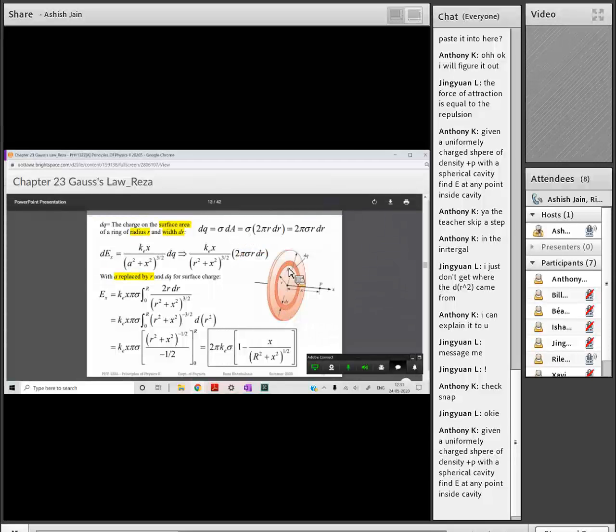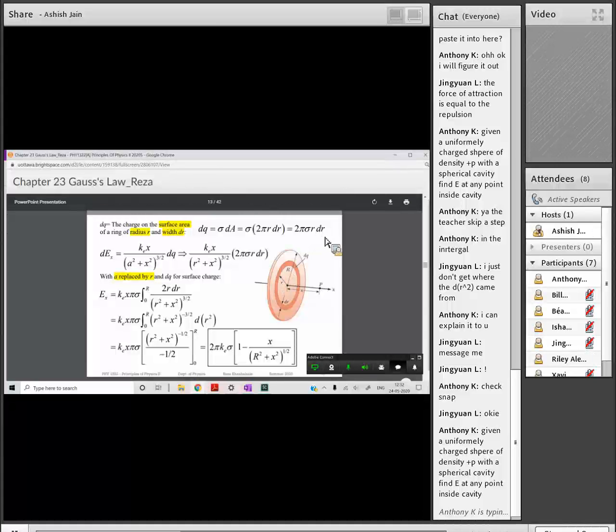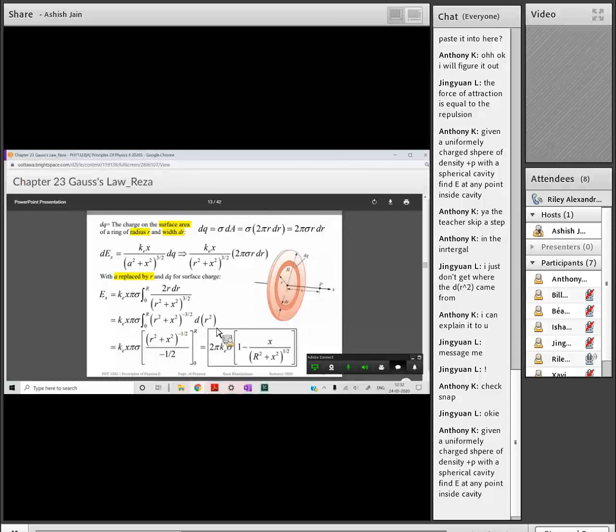And dA is written as 2 pi r, the strip of this area, 2 pi r into dr. So what is the circumference of a circle? 2 pi r, right? And to find the area, you multiply by the thickness of it, that's dr. So he gets 2 pi r sigma r dr. That's what he substitutes, and then it's just the integral.